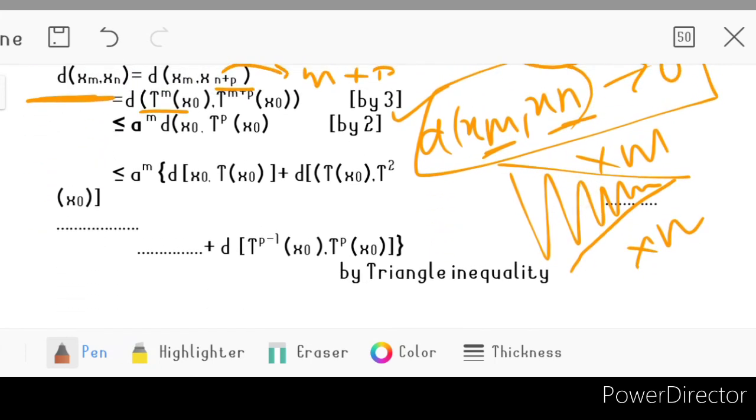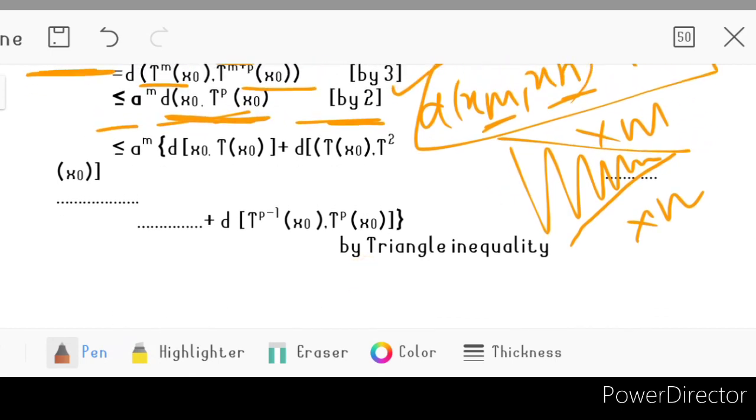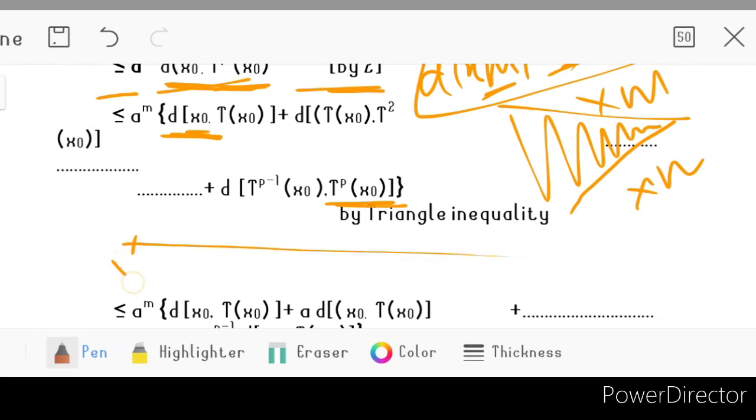And by equation number 3 we have replaced it similarly over here, and by equation number 2 we changed the inequality and took alpha to the power m common. And in this, see, it is the distance between x naught and T to the power p of x naught. So we have just split it, like the distance between x naught and T to the power p of x naught. Like if it is x naught and it is T to the power p x naught, it is the distance between this and this.